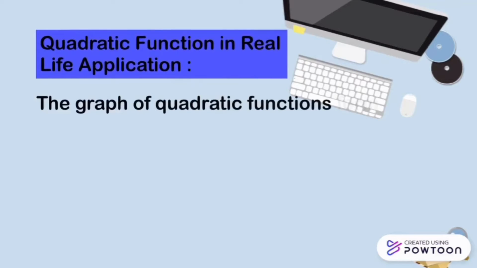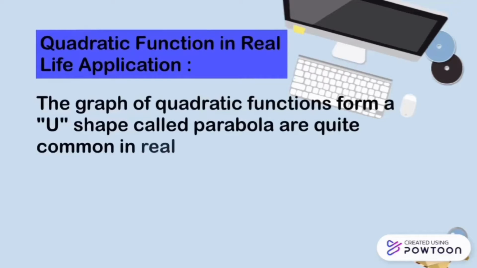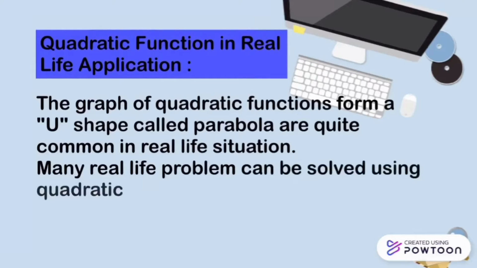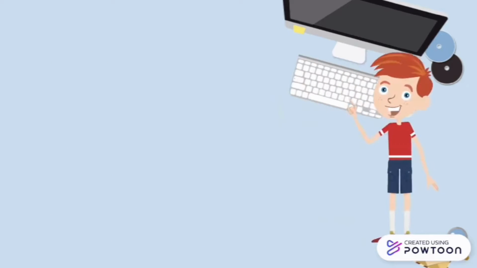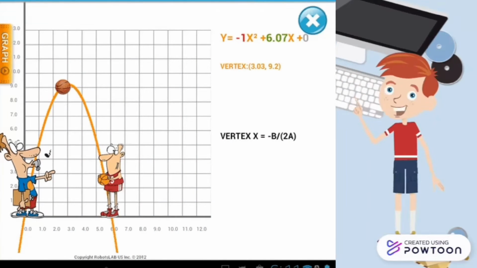Quadratic functions in real life. The graph of a quadratic function forms a U-shape called a parabola. Parabolas are quite common in real life situations. Many real life problems can be solved using quadratic functions. One type of problem involves objects subject to gravity. They follow a parabola because what goes up must come down.